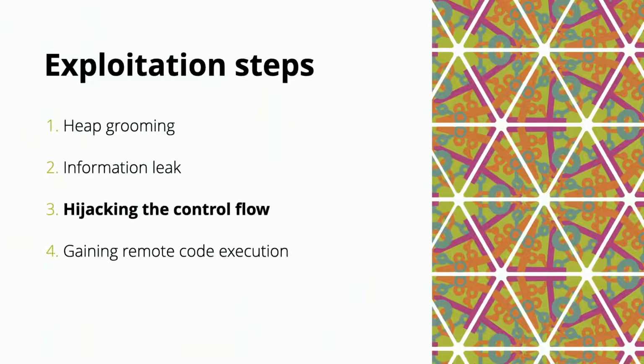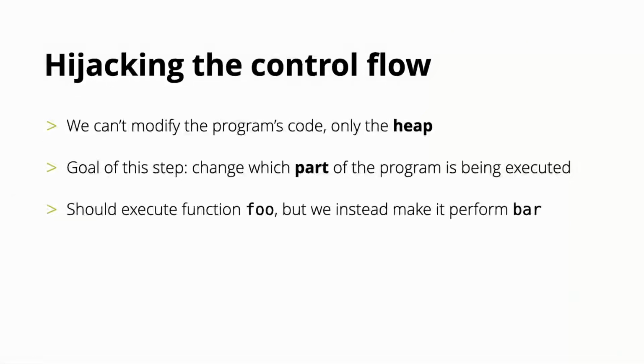So making sure that the application executes code that we wanted to execute, rather than just continuing on with its normal execution. So how do you do this? Well, we can't modify any of the application codes, because that's in a whole different memory region. We can only change data on the heap. So the goal of this change is to override something that determines which function will be called. So we could make it call the function foo, for example, rather than the function bar it's supposed to be calling.